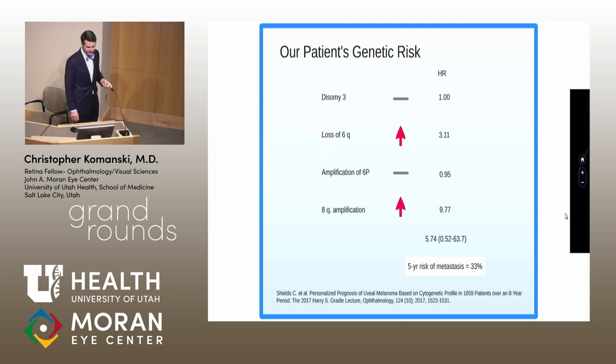So our patient was in Philadelphia, so they got the chromosomal studies. And this is essentially the breakdown of the main findings of those chromosomal studies. So two of the chromosomal changes in this patient gave them elevated risk. Dr. Shields published just a few years ago essentially a giant table that you can go through the matrix and find where your patient is based on all these chromosomal changes. And what they found is that you can look up that this patient has a 5-year risk of metastases of about 33%, which is very high. And now we have to consider if we want to refer him to some of the clinical trials that are looking at prophylactic therapy to try to prevent metastatic disease.